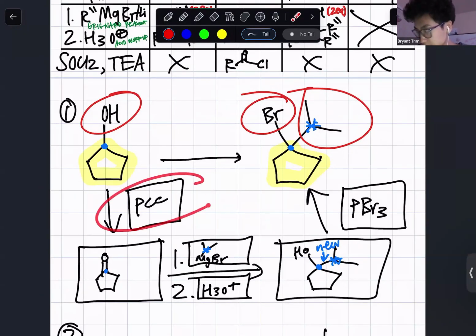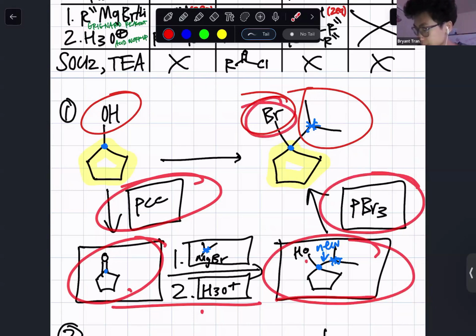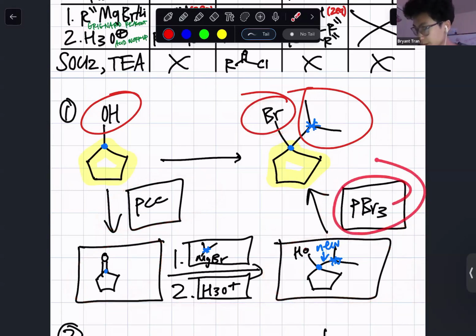First step, oxidation of secondary alcohol to ketone. Second step, Grignard reagent with the ketone to create this new R group with the alcohol. Third step, convert the alcohol to the bromine using PBr3.